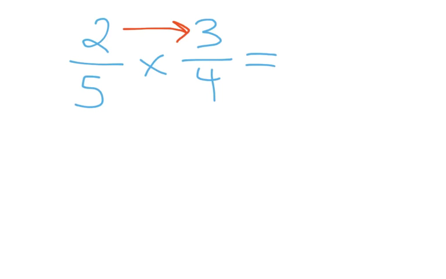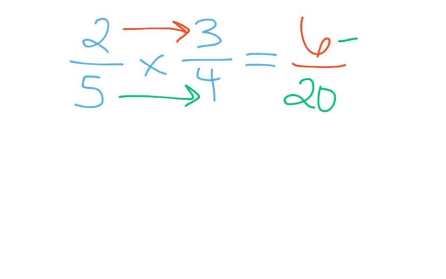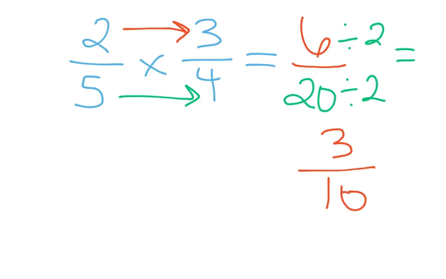So 2 times 3 is 6. And then we're multiplying the denominators. 5 times 4 is 20. We have 6/20. We're going to go ahead and simplify that and put it into simplest form. So I can divide by 2, and I would get a final answer of 3/10. So my final answer is 3/10, so 2/5 times 3/4 equals 3/10.